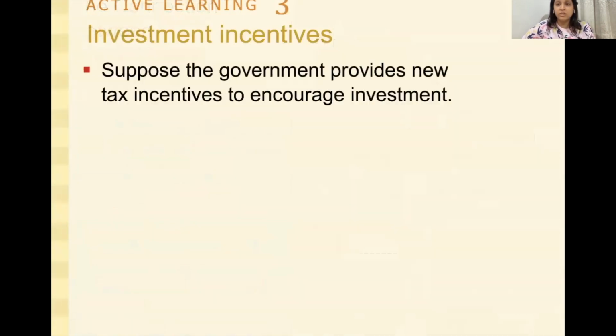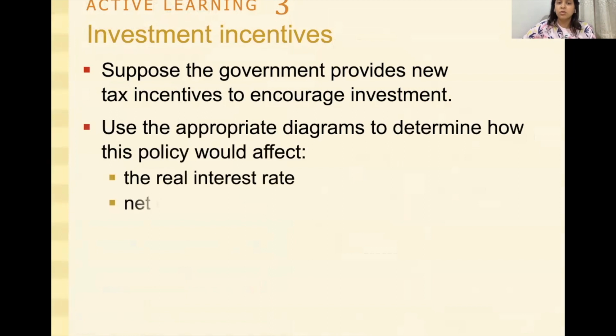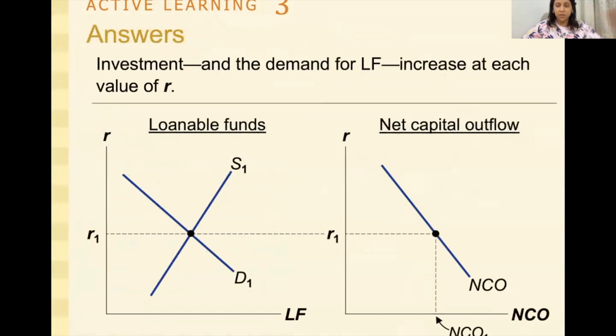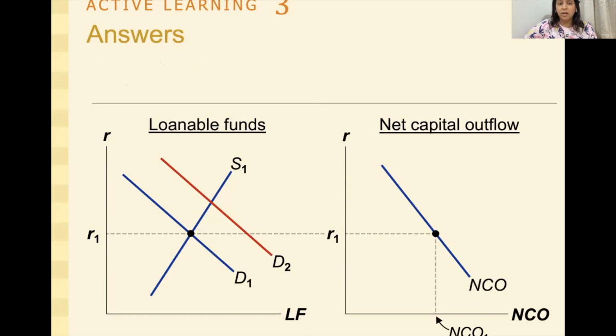Right. So now, say there was a situation when the government provides a new tax incentive to encourage investment, right? Now we're trying to understand how this is going to impact all these factors in our model. Since there's an incentive to invest more, the demand for loanable funds is going to rise because now everybody wants more money to be able to invest in the market. So your downward sloping demand curve is going to shift upwards, D1 goes to D2, right? So again, the interest rate is going to rise, that is R1 to R2.